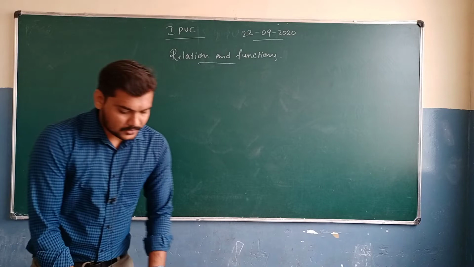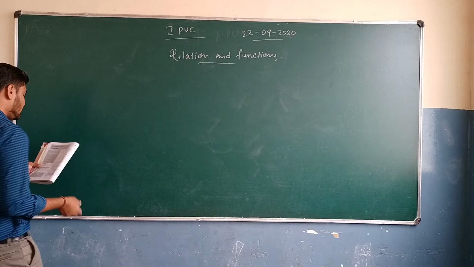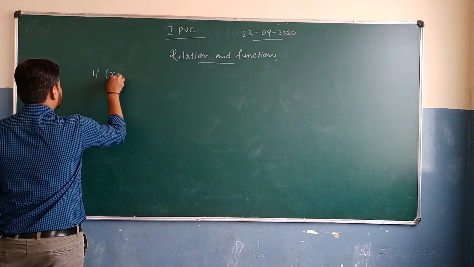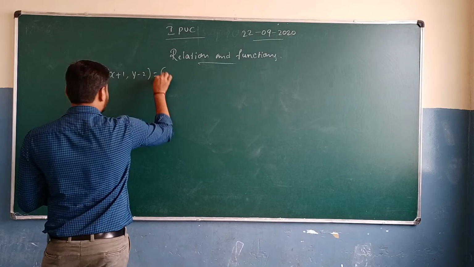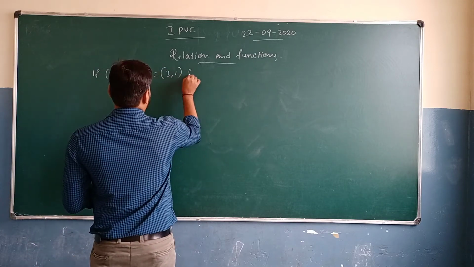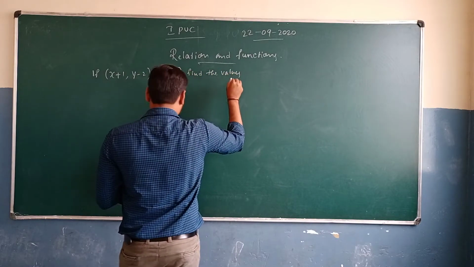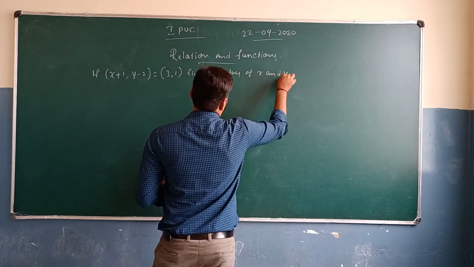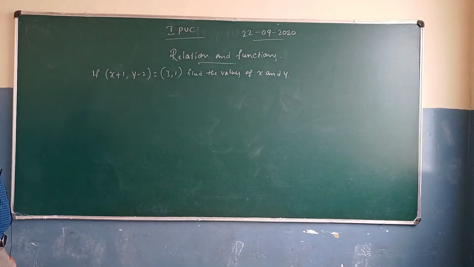So let me take an example for this, equality of sets, the problems related to this. The first problem is, if (x plus 1, y minus 2) is equal to (3, 1), find the values of x and y. This is going to be the first problem in the chapter Relations and Functions.